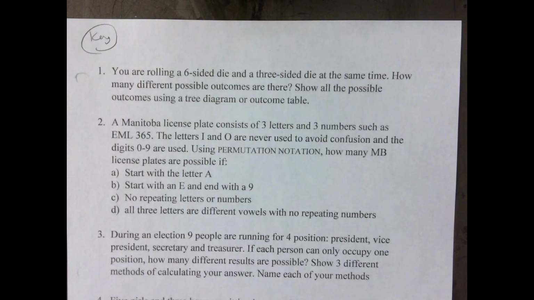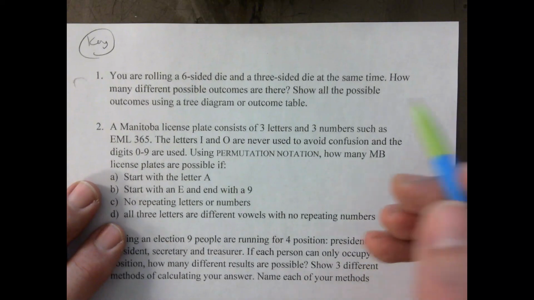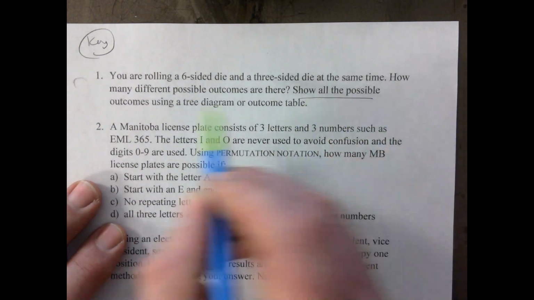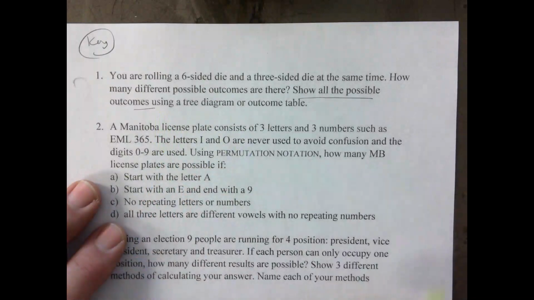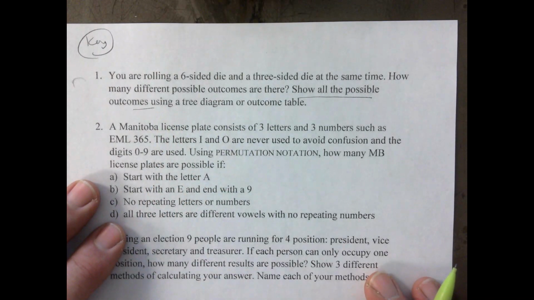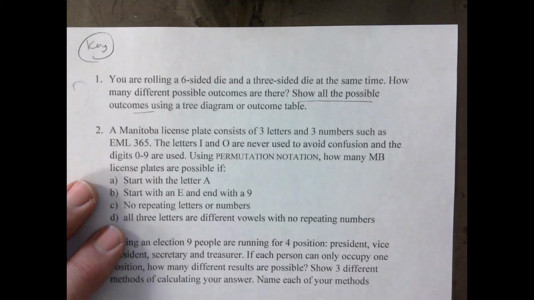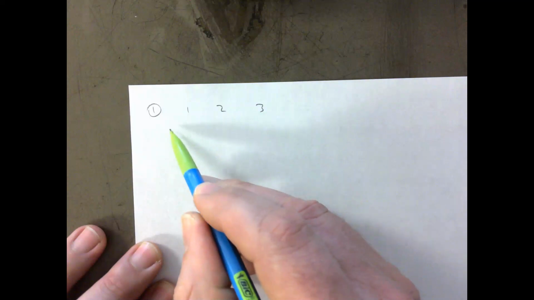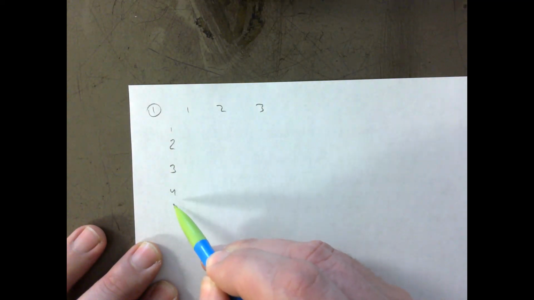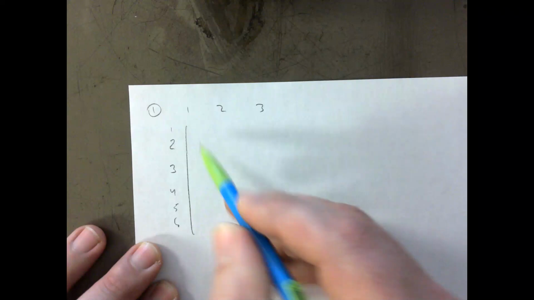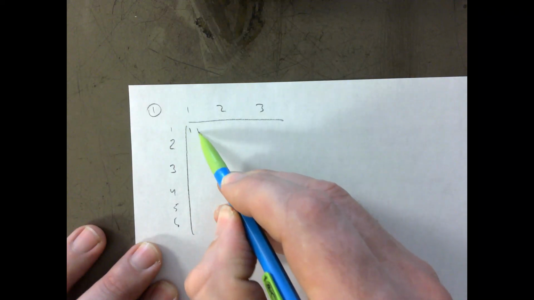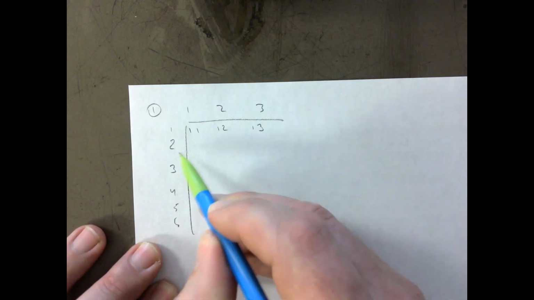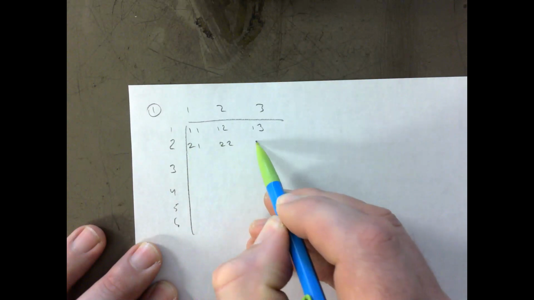Rolling a 6-sided die and a 3-sided die at the same time. It's just showing all possible outcomes using a tree diagram or outcome table. If you use an outcome table, I would probably prefer that if there's only 2 things happening. Right, you go 1, 2, 3, 1, 2, 3, 4, 5, 6, and then you just write it out like that: 1,1; 1,2; 1,3; 2,1; 2,2; 2,3, and so forth.